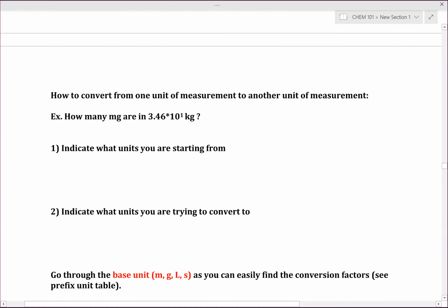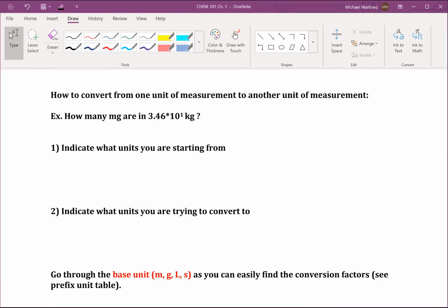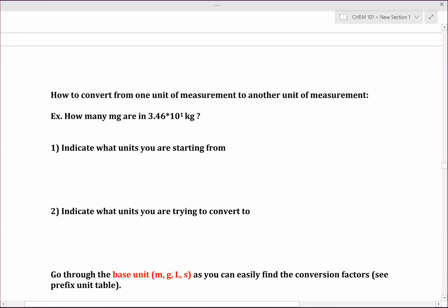Okay, so let's talk a little bit about how to convert from one unit of measurement to another. So first and foremost, I'm asking you, how many milligrams are in 3.46 times 10 to the first kilograms? Okay, so the first step in any process is identifying your problem. So first and foremost, what units are we starting from? Kilograms. In general, your starting units are given by the quantity containing a number and a unit. We know the amount of kilograms we're starting from. So we're starting with 3.46 times 10 to the first kilograms.